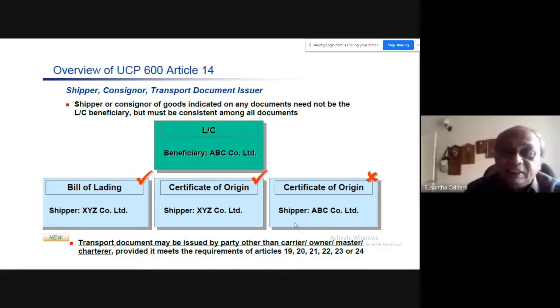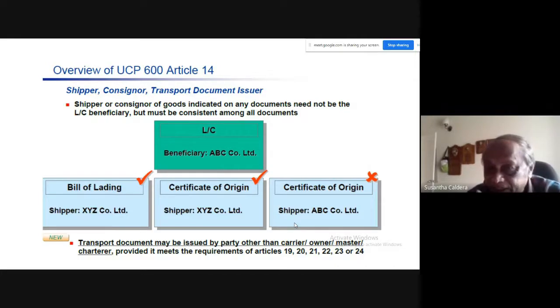If the BL says shipper XYZ company, right? Then the certificate of origin must also say shipper XYZ company. Do you understand the argument now?